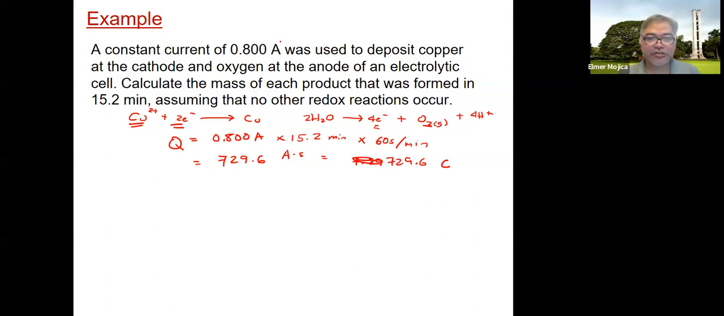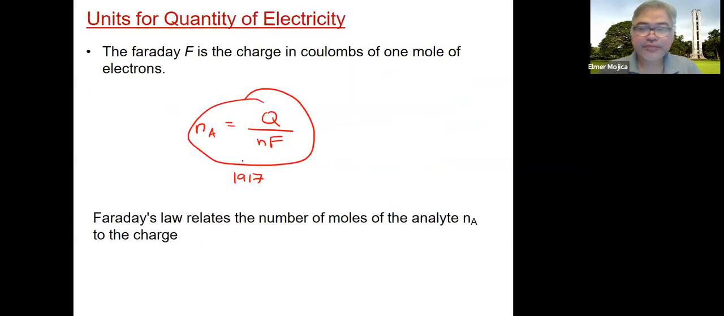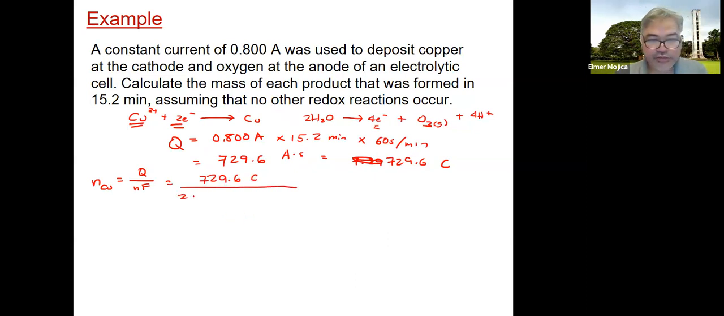Now, that is just the charge. The one that's being asked is the mass of each product that was formed. So we can find it from this formula, wherein we're going to replace that A with the particular species that we have. So for instance, in terms of copper, this is equal to Q over nF. The Q is the one that we calculated, and then we have 2 moles of electrons for every 1 mole of copper, and we multiply it with the Faraday constant, 96,485 coulombs per mole of electrons.